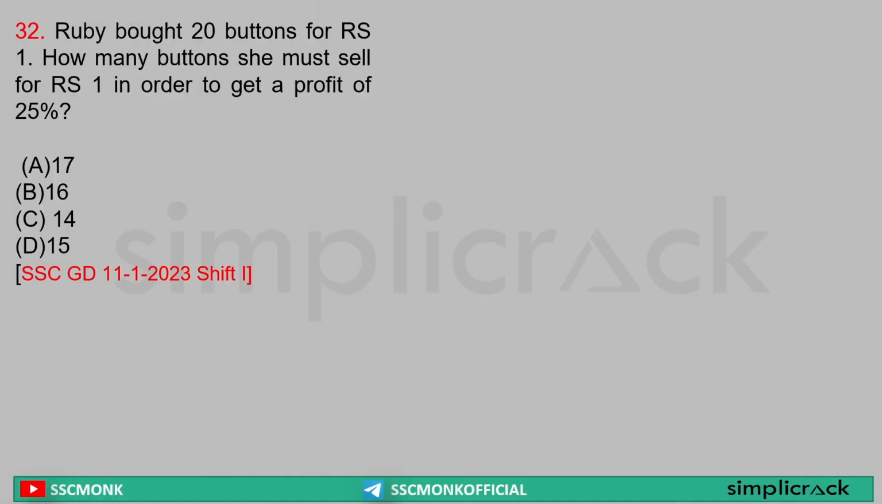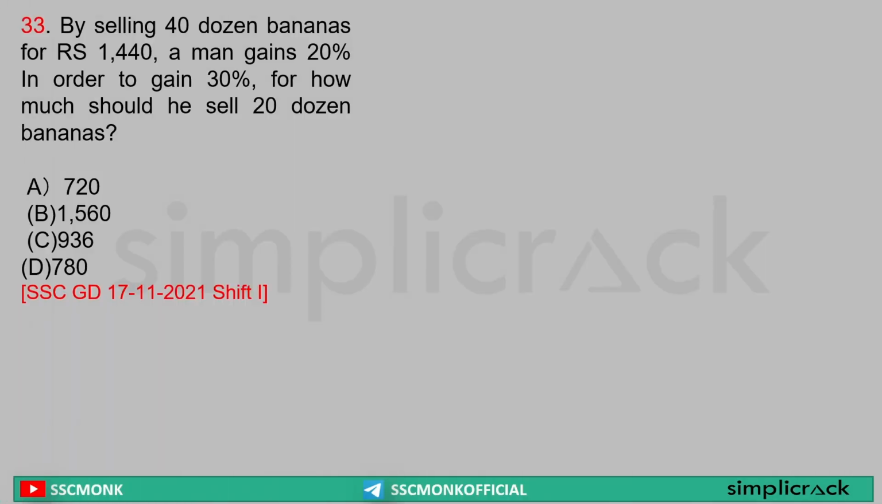Ravi bought 20 buttons for 1. How many buttons you must sell for 1 rupee in order to get a profit percentage of 25%? Now this is a basic question, so I will give you as a homework. Next. By selling 40 dozen of bananas for 1440, a man gains 20%. Very simple question. You should try it.